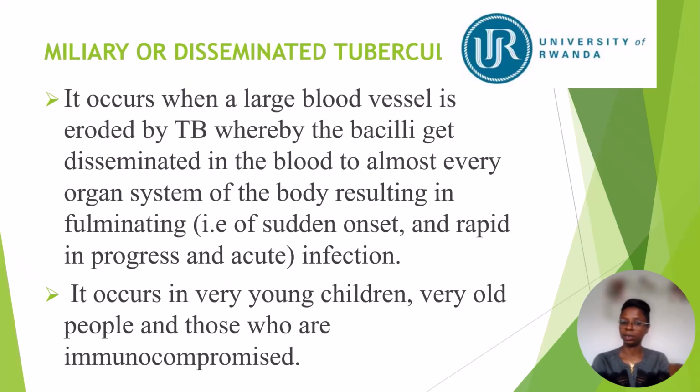Miliary or disseminated tuberculosis. It occurs when a blood vessel is eroded by TB, whereby the bacilli get disseminated in the blood and affect other organs of the body. It results as fulminating, meaning it is often of sudden onset and has a rapid progress, and it is also an acute infection. It normally occurs in very young children, very old people, and those who are immunocompromised.